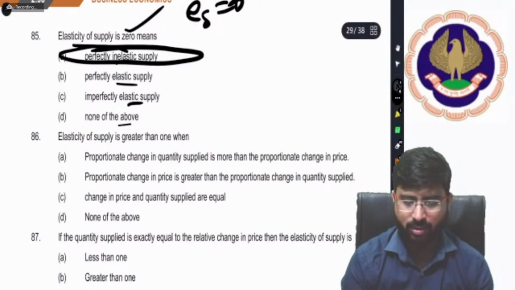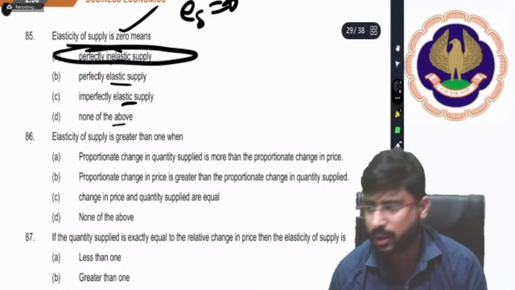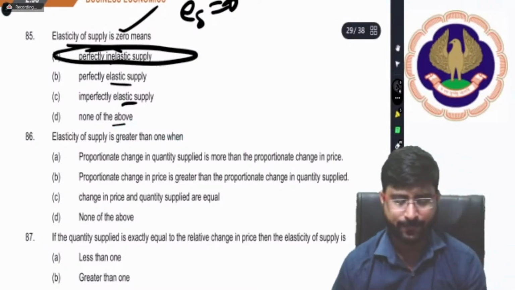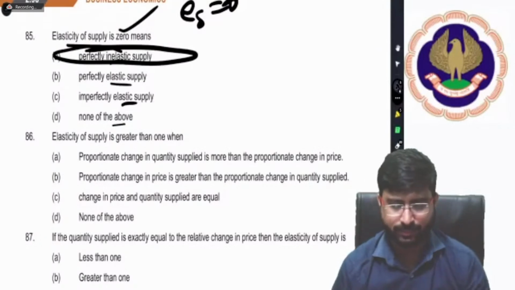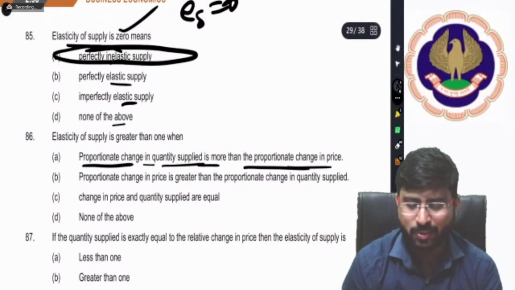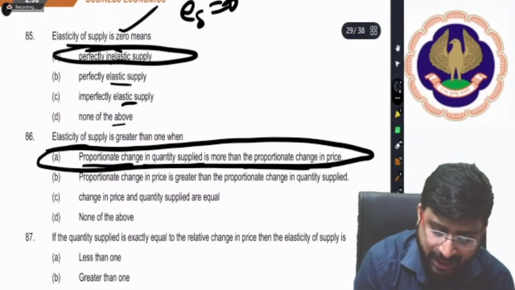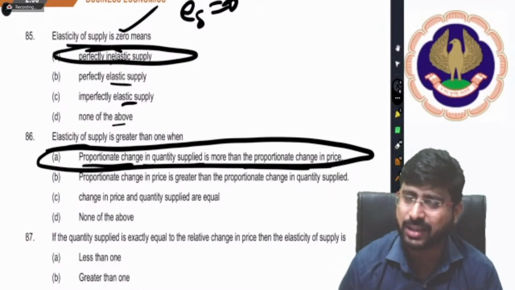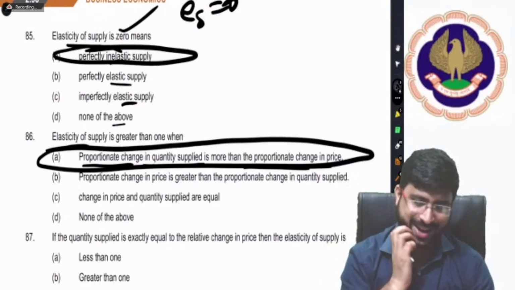Elasticity of supply is greater than one. When do you think it is greater than one? When percentage change in quantity supplied is more than proportionate change in price. That's right. Because if numerator is greater than denominator, only then the fraction can be greater than 1. That is relatively elastic supply.